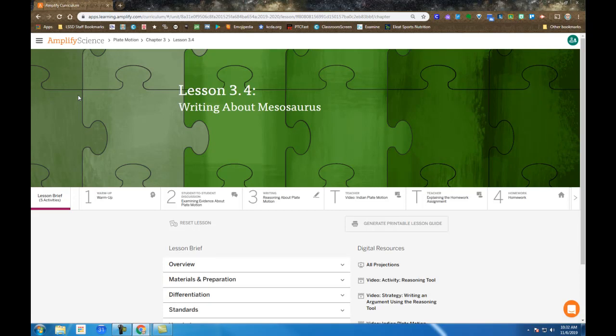Amplify Science Plate in Motion Unit, Chapter 3, Lesson 3.4, Writing About Mesosaurus. So we begin in the warm-up.